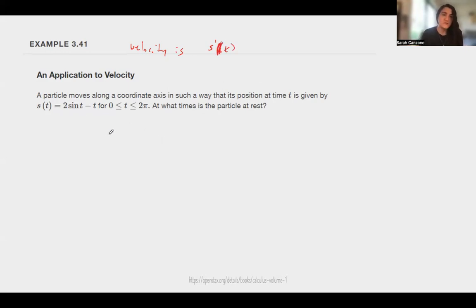So it says a particle moves along a coordinate axis in such a way that its position at time t is given by s of t equals 2 sine of t minus t in this interval. At what time is the particle at rest?